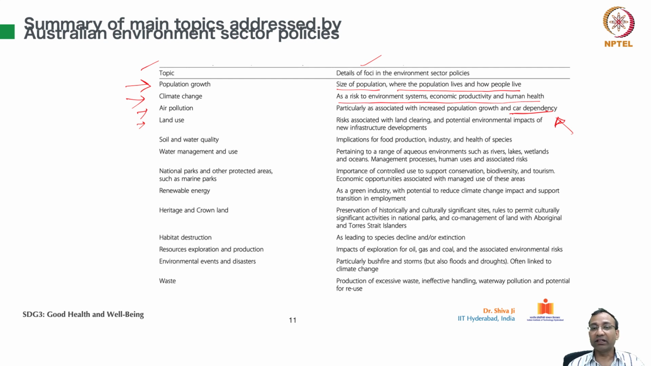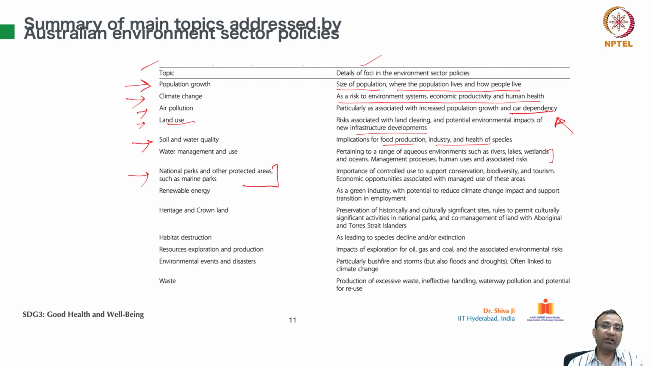You may have seen temporary arrangements being made to control it. Land use, risk associated with land clearing and potential environmental impacts of new infrastructure developments. Soil and water quality, implications for food production, industry and health of species. Water management and use pertaining to a range of aqueous environments such as rivers, lakes, wetlands and oceans. Management process, human uses and associated risks.